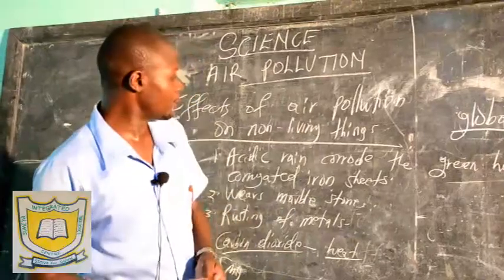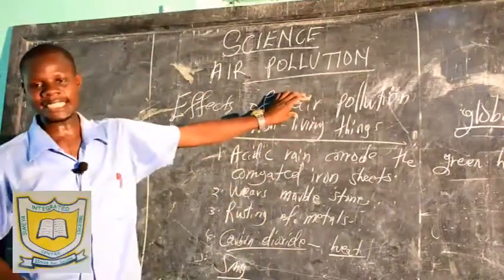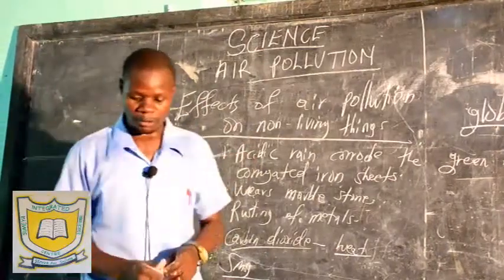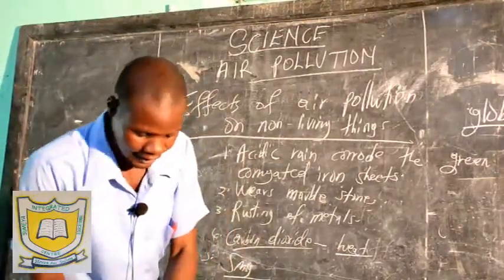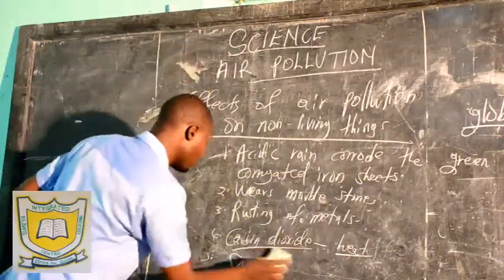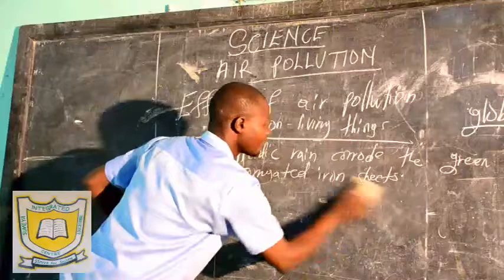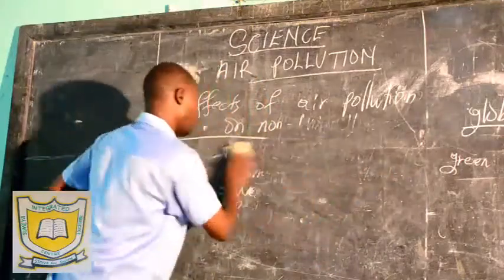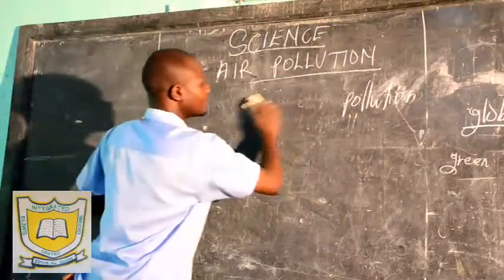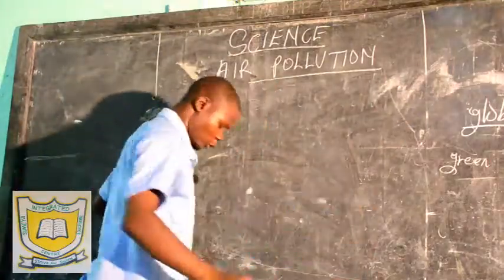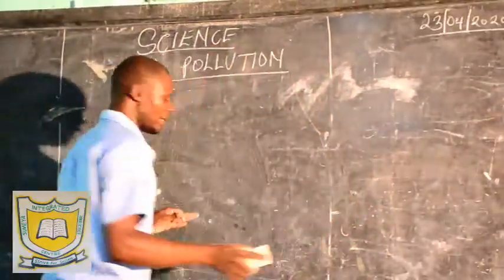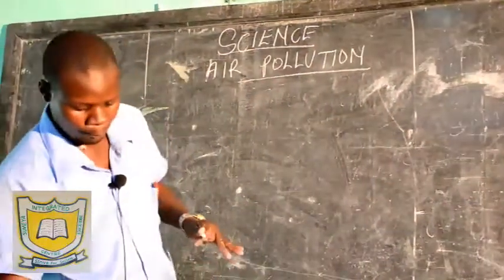We have discussed the effects of air pollution on plants, effects of air pollution on animals, and lastly effects of air pollution on non-living things. And now from there we will come to the methods of controlling air pollution. Now you have seen there are so many very dangerous effects of polluted air. Now, as human beings, how can we control these effects of air pollution?